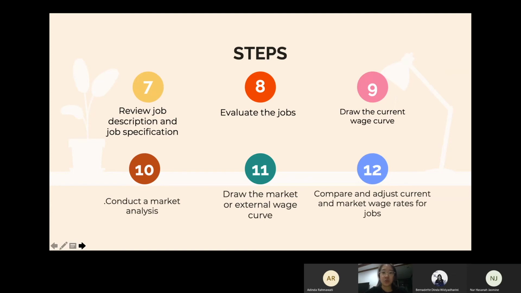Next is to draw the current wage curve. So here we need to draw the internal wage curve by plotting job points and wage rate, and then draw the wage curve by fitting the plotted points. 10 is to conduct a market analysis. So we will need to have salary surveys, which are surveys of what others are paying. It can be done in two ways, a formal way or an informal way.